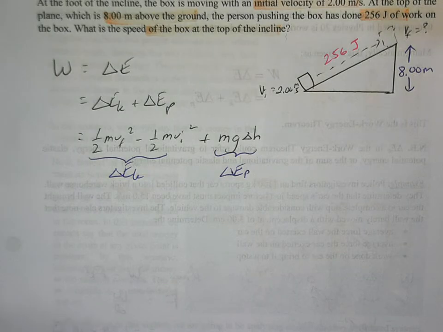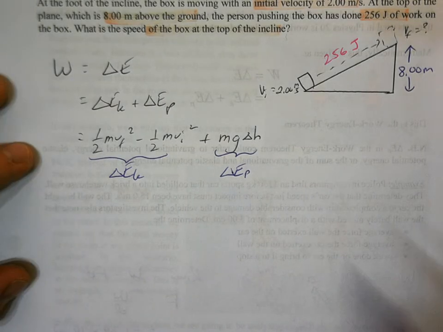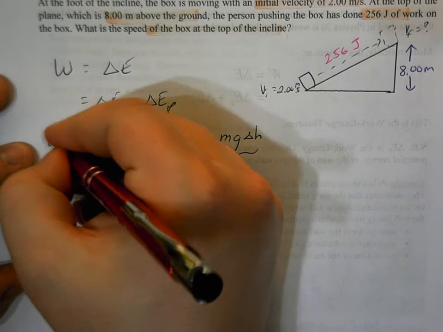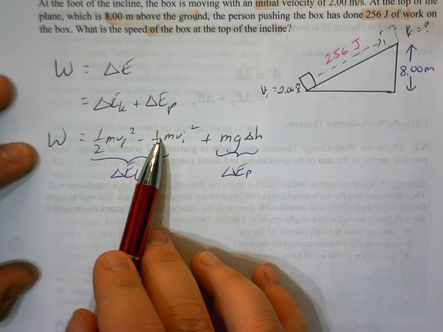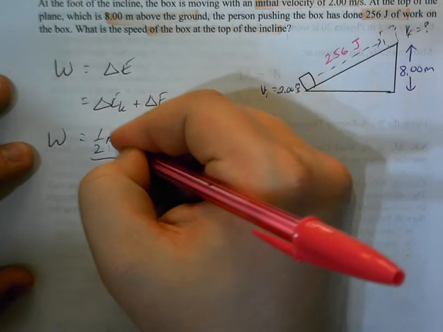We know all of this stuff. We know most of this. We know the work, and I'm going to just put that term here. We know the work, we know the masses, we know v i, we know m g and h. What we want to find here is this v f.